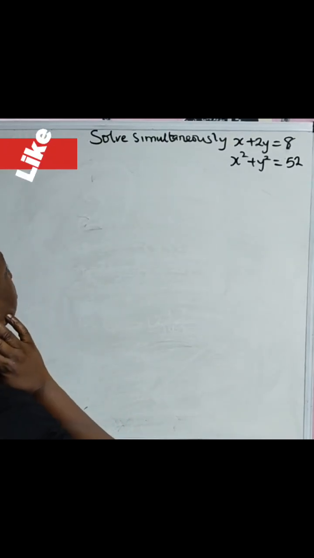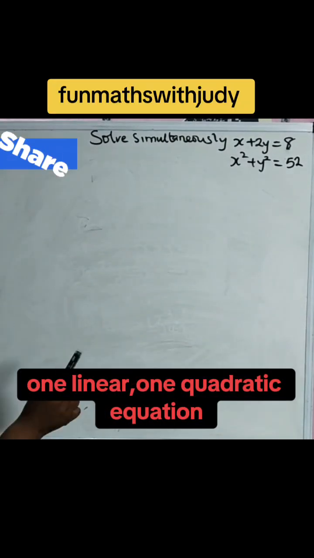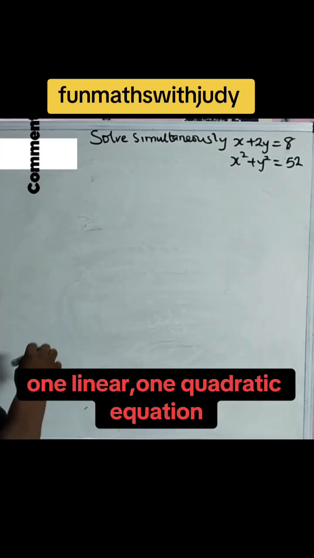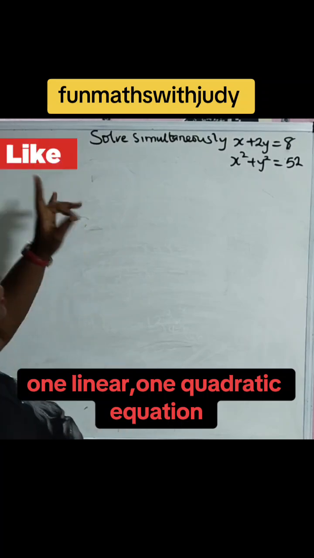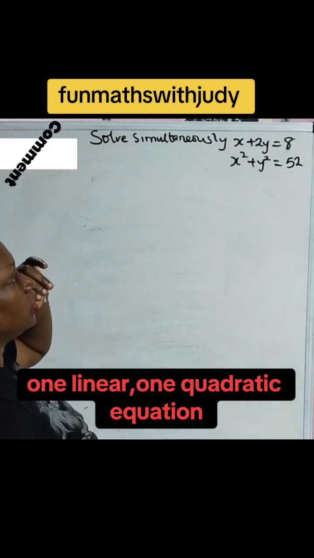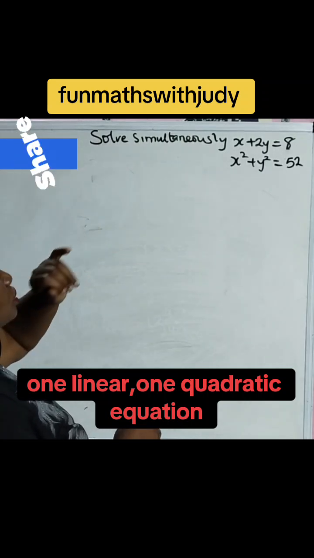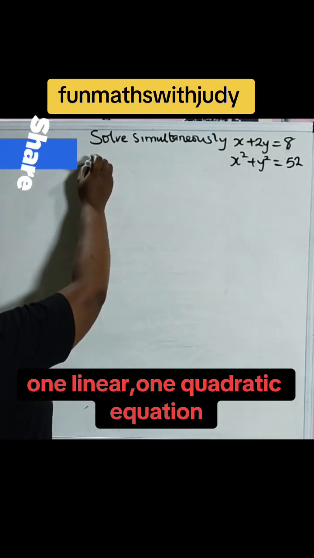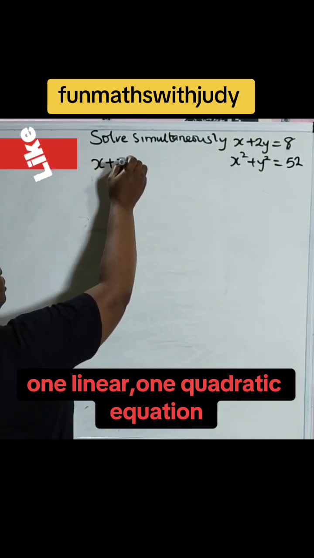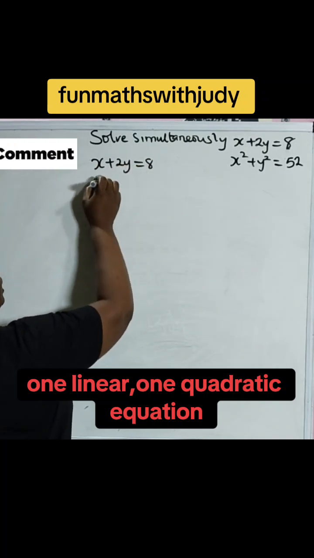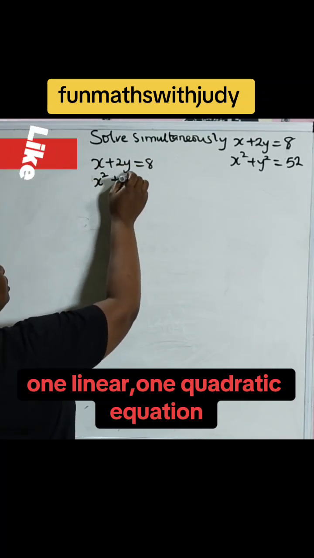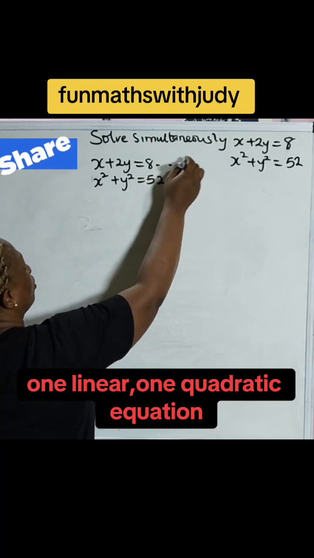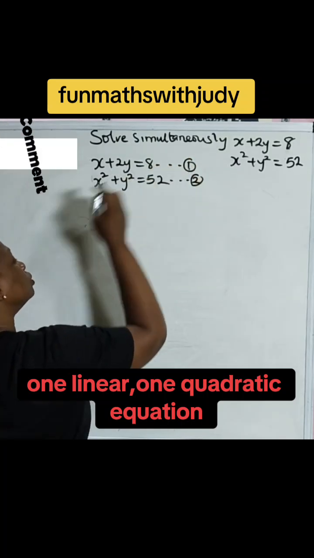We have on the board: solve simultaneously x plus 2y equals 8, x squared plus y squared equals 52. Now this is one linear, one quadratic equation. For us to start solving this, first thing first is to name our equations. We have x plus 2y equals 8, x squared plus y squared equals 52. Now we'll call this equation 1 and we'll call this equation 2.